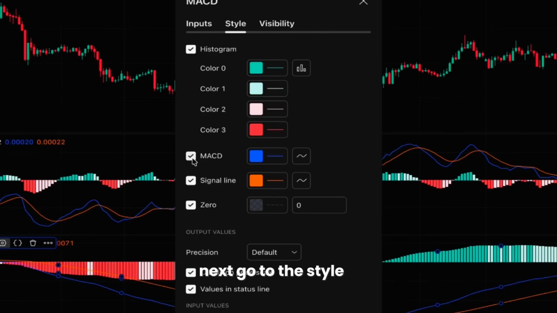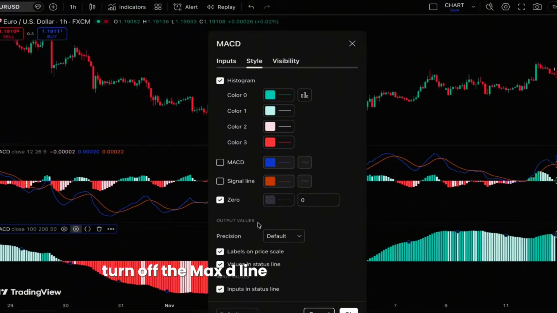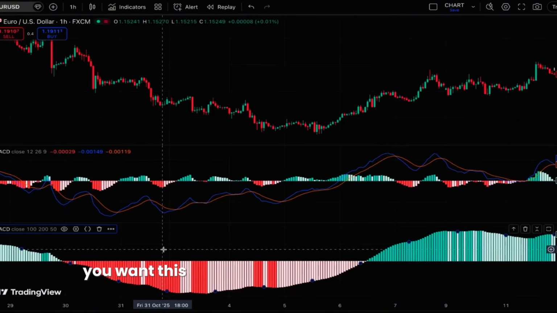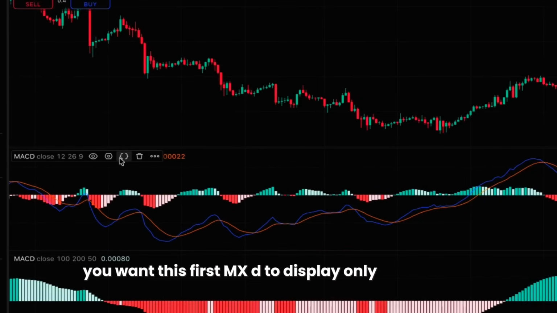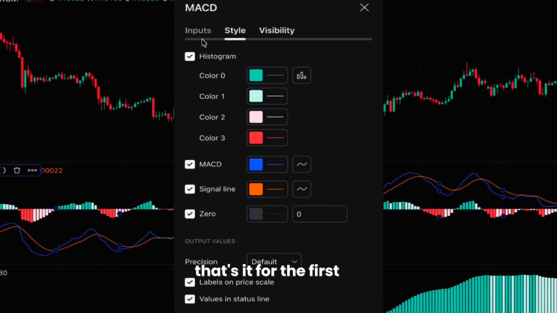Next, go to the Style tab. Turn off the MACD line and turn off the signal line. You want this first MACD to display only the histogram. That's it for the first MACD.